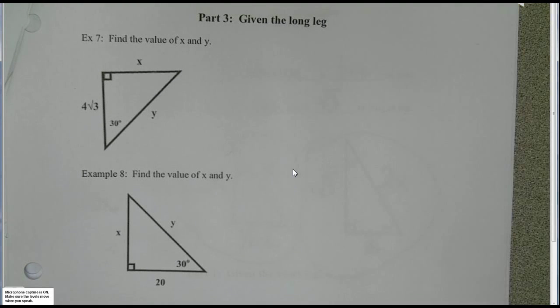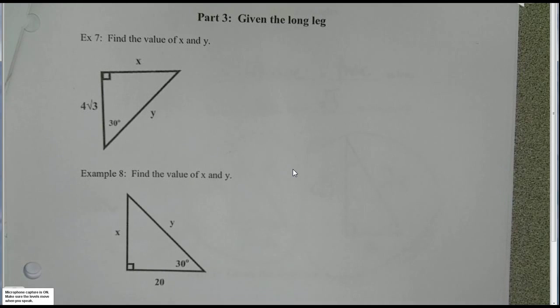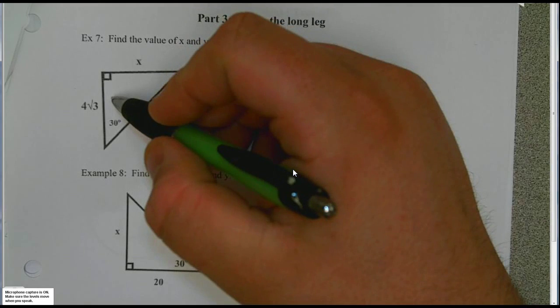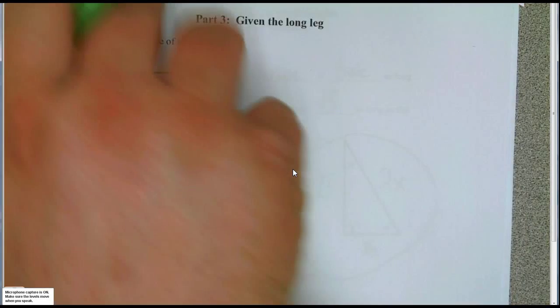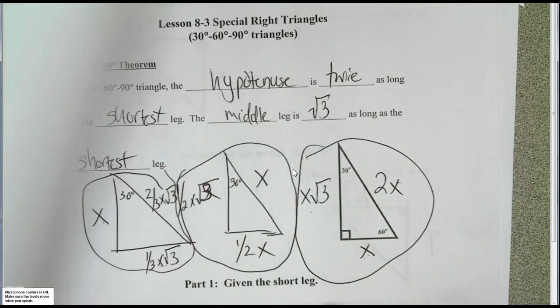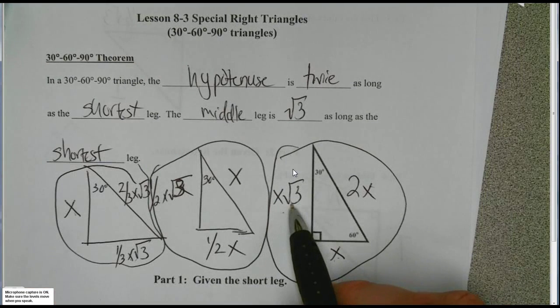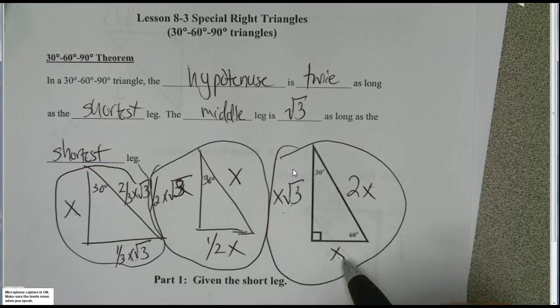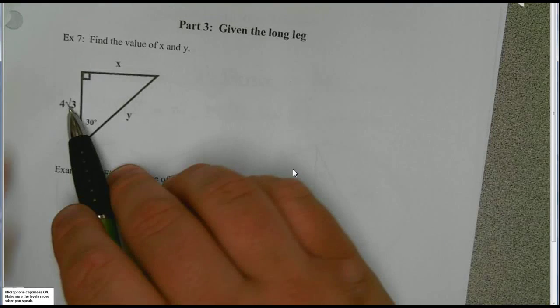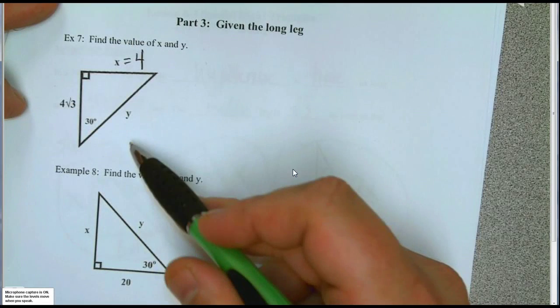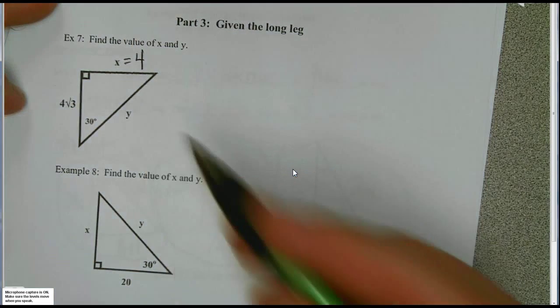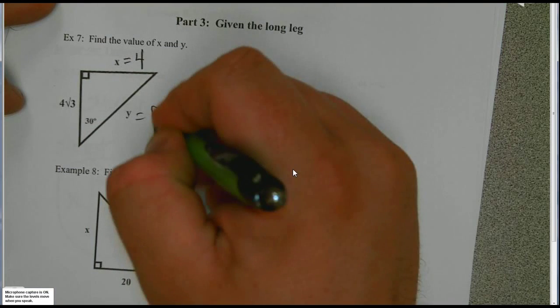Now, if we have the long leg, we're looking for a radical. That's what we want. So 4 times the square root of 3. Perfect. So I'm going to go to the short leg first. And all I got to do to get to the short leg is, well, let's look back at our original relationship there. 4 square root of 3. Well, to get the short leg, I just want x. Well, what's x in this one? X is 4. How do I find y? Hopefully what you just said is double it. Y is 8.